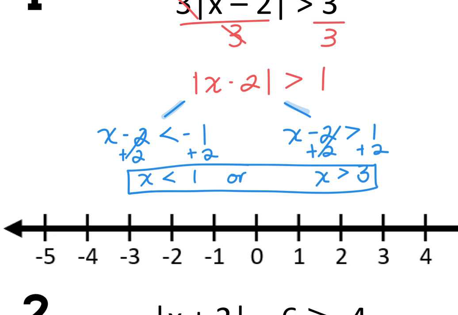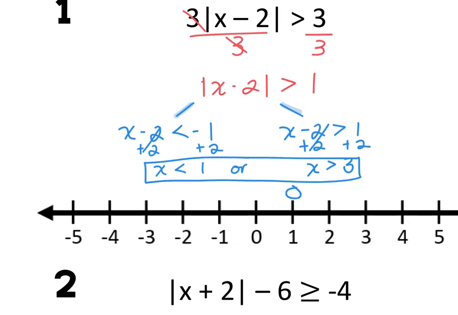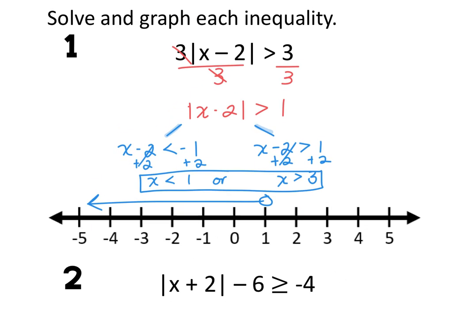And now that we have that final answer, we can graph it. Both of them are going to be open circles. So I have an open circle on 1, and I would shade to the left. And then I have an open circle on 3, and I shade to the right.